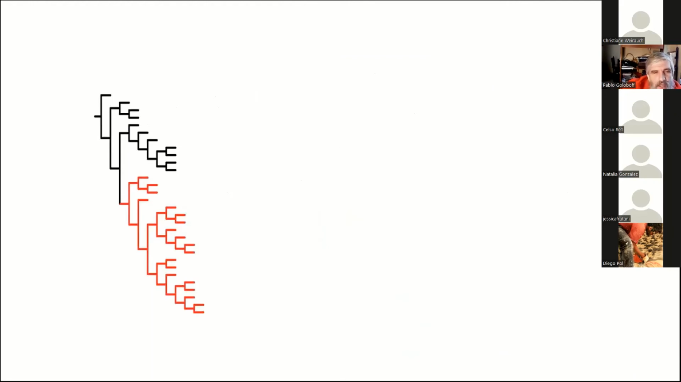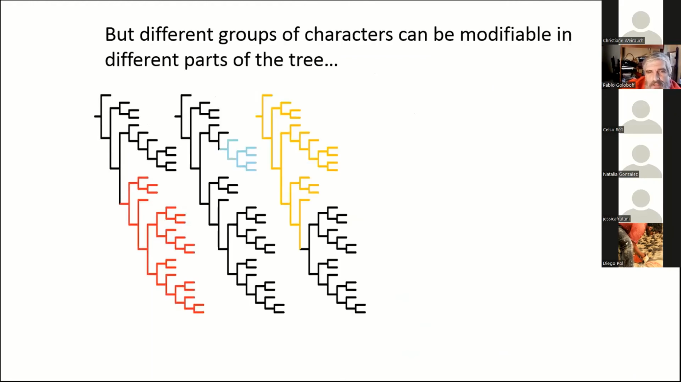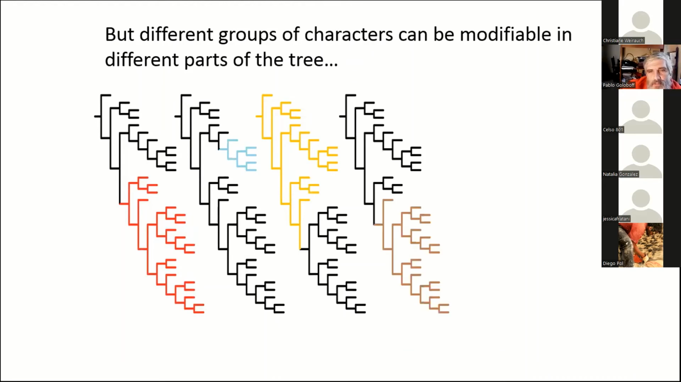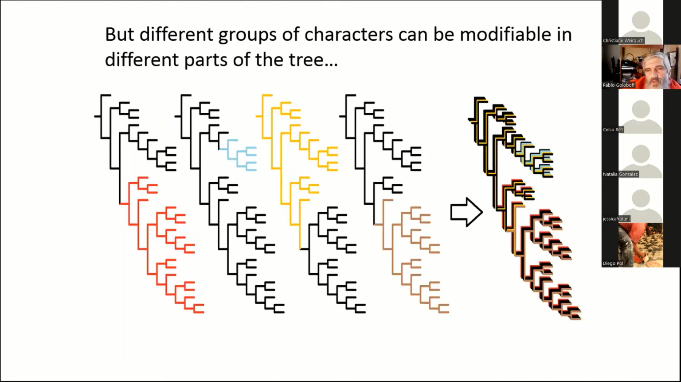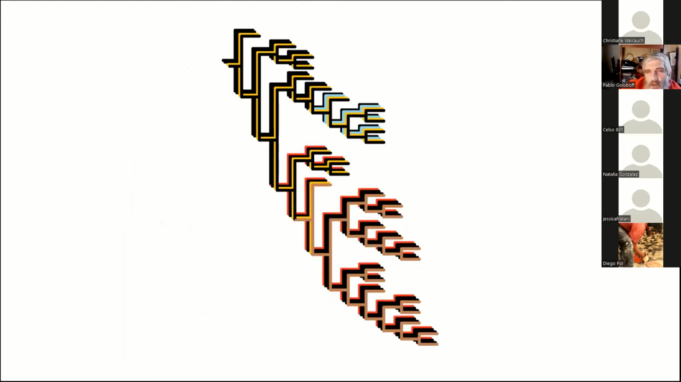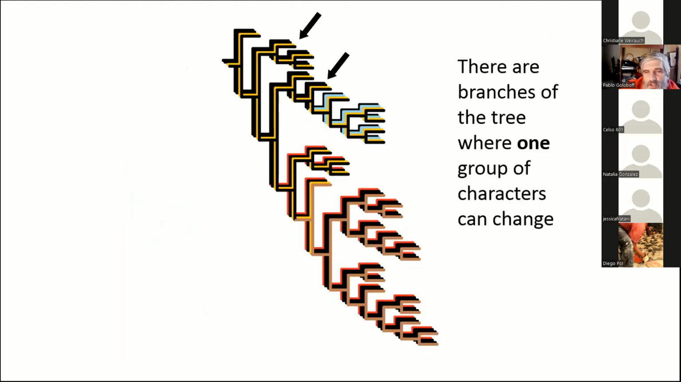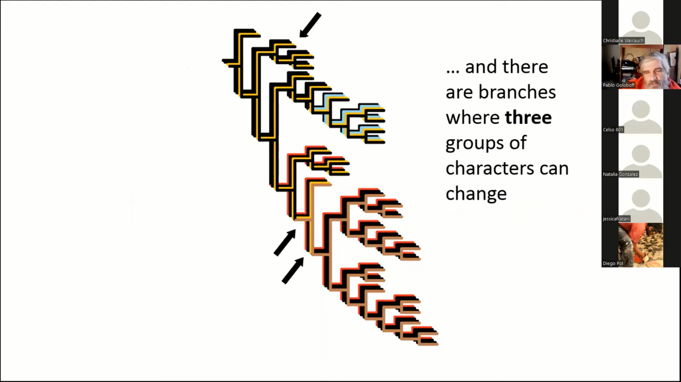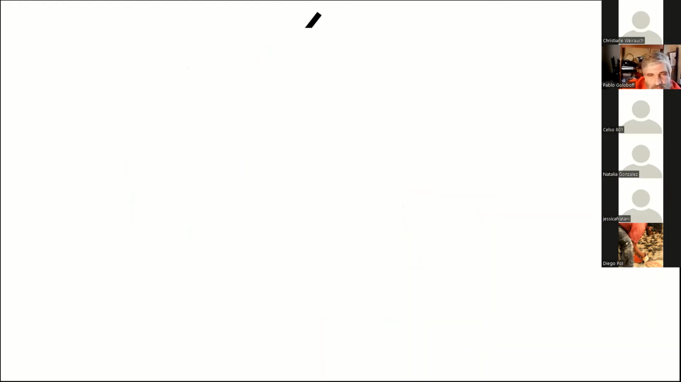That would be a group of characters, but different groups of characters can be modifiable in different parts of the tree. So if you put all of these together, you are going to have a tree with different groups of characters of different colors. And on the tree, you are going to have branches where one group of characters can change, branches where 2 groups of characters can change, and branches where 3 groups of characters can change. So there's going to be shorter and longer branches, even if there is no common model as assumed in maximum likelihood.